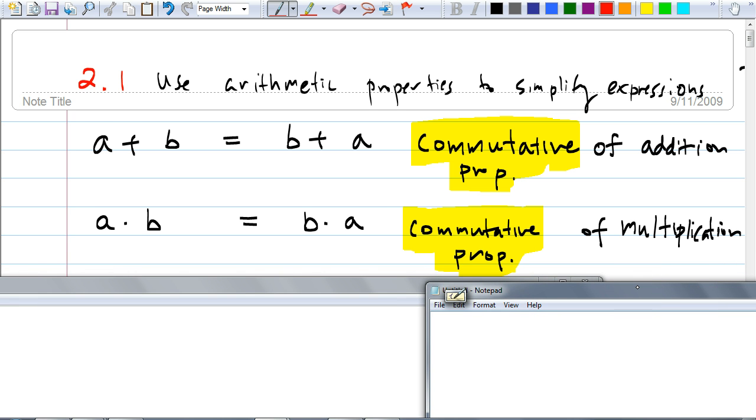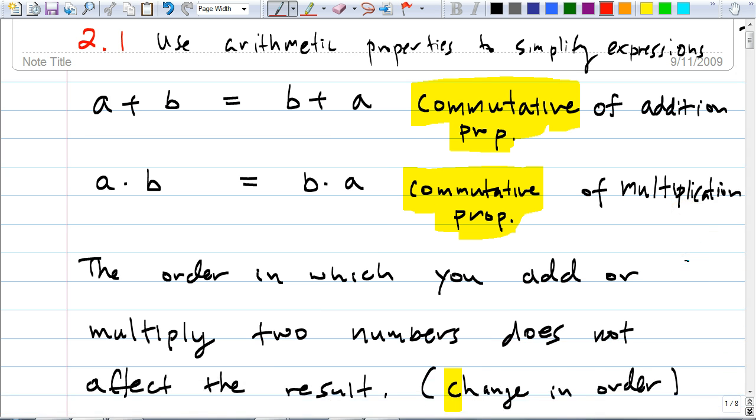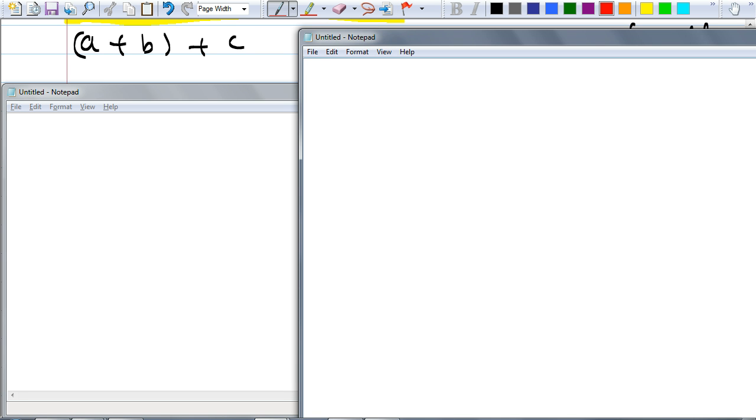Okay, very good. So I'm going to write this in words here for you. It just means that the order in which you add or multiply two numbers, actually, it doesn't have to be just two. It could be 3 numbers or 10 numbers all added together, or multiplied. But let's start with 2. The order in which you add or multiply 2 numbers does not affect the result. When you change the order, it doesn't change the result. I'll give you time to write. I'll wait.